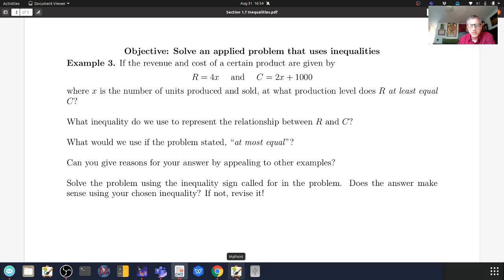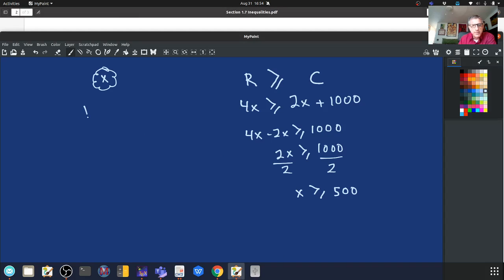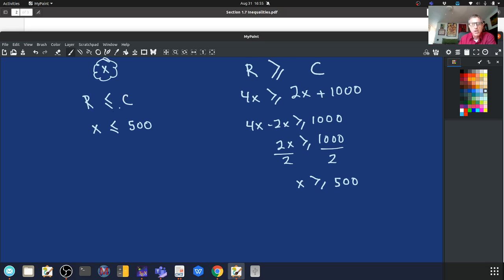So suppose I had chosen instead R is less than or equal to C, then I would have to say that my number of units produced is less than or equal to 500. But then my revenue is never going to exceed my cost, because literally I could produce 0 products and I can't make any profit at all. So that wouldn't make sense at all. So as soon as you realize the conceptual error, you would just go back. In this case, you would just erase your inequality sign and flip it the other direction.